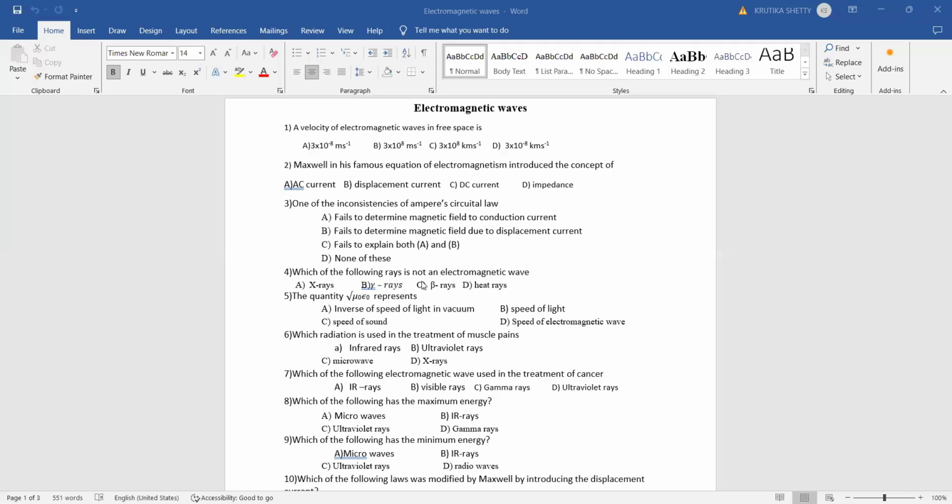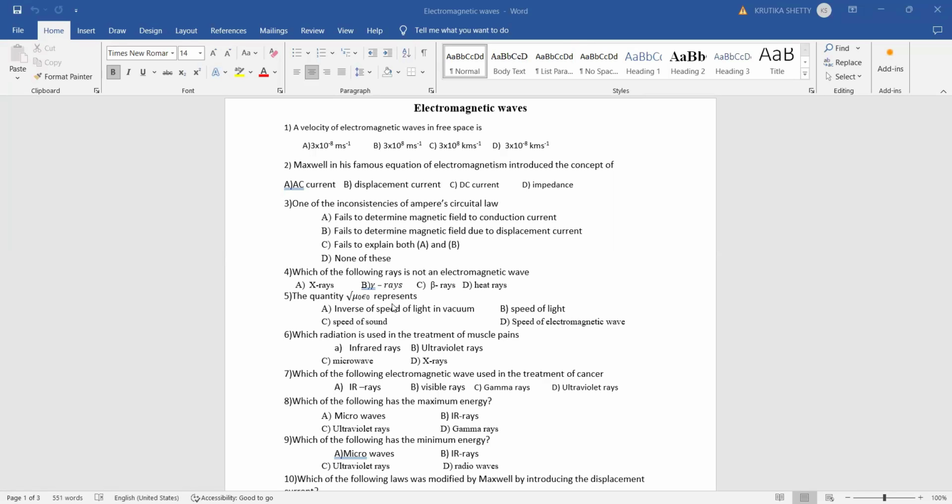Yes, next one. Which of the following rays is not an electromagnetic wave? X-rays, gamma rays, beta rays, heat rays. Yes, which one of the following is not an electromagnetic wave? C is the correct answer. Beta rays. Beta rays are not electromagnetic waves.